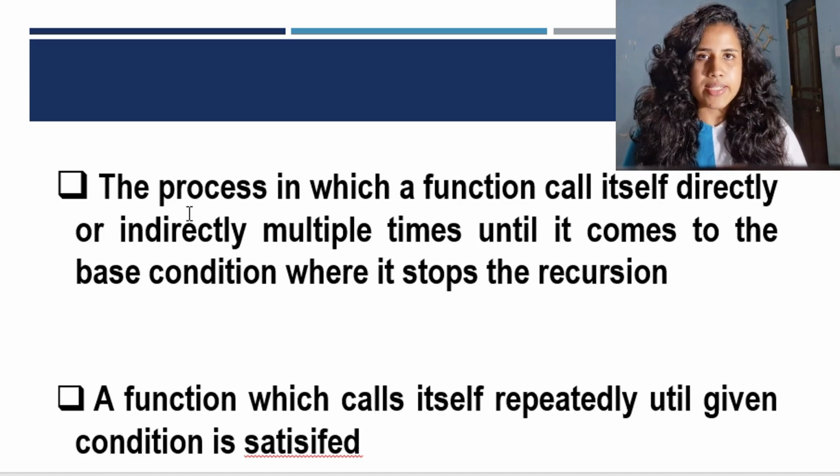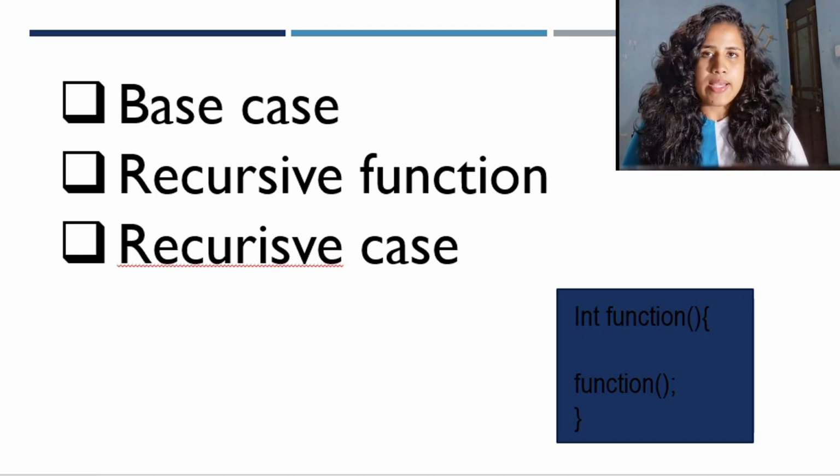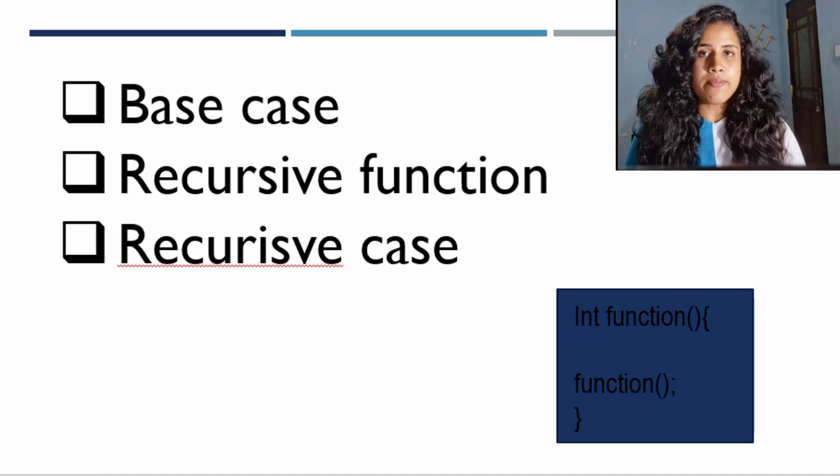So there are three parts in recursion: base case, recursive case and recursive function. So what is the base case? Base case is the simplest instance of the problem, or else we can say that it can be solved directly without further recursion. It is the condition that is used to terminate the recursive function.